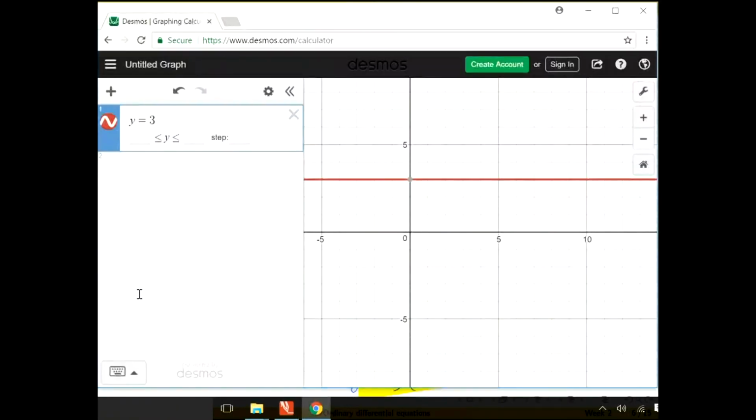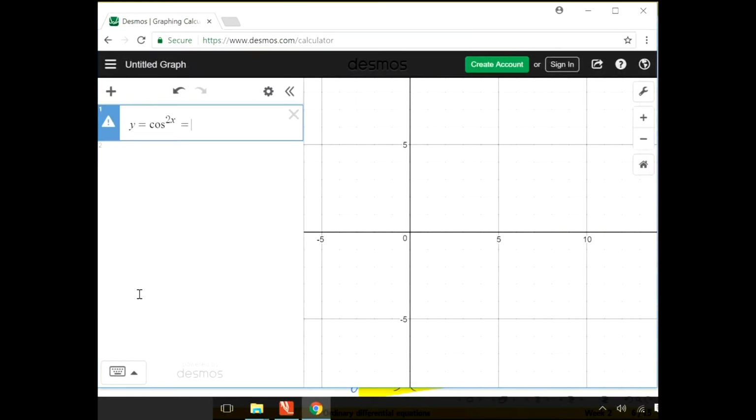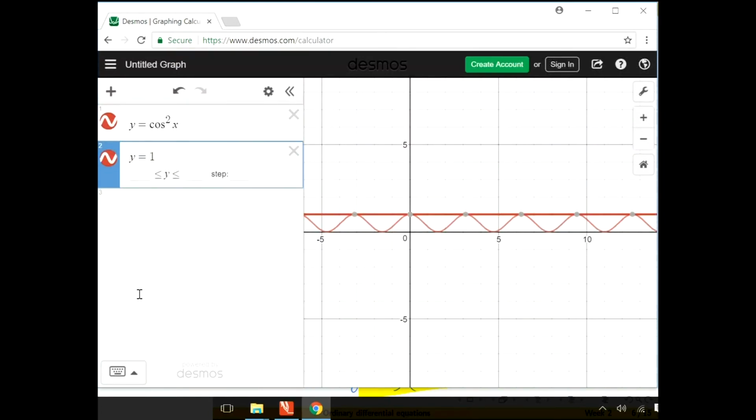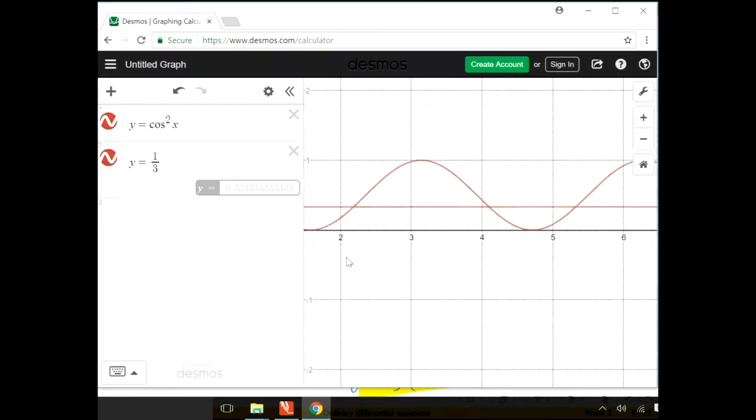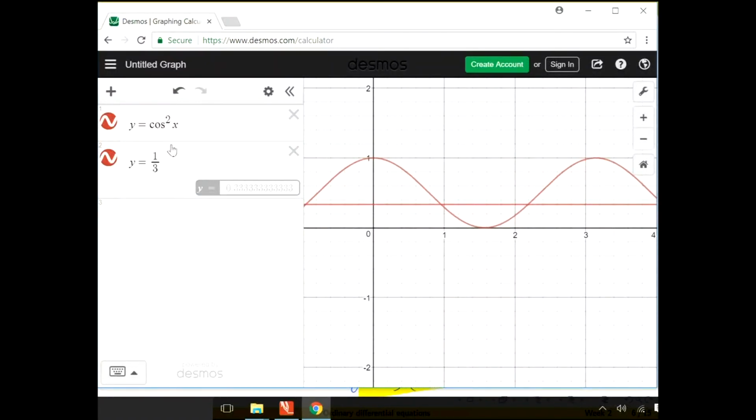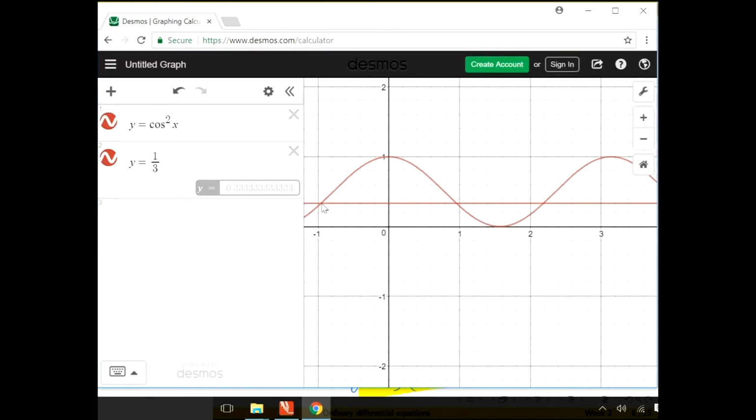So cosine square x, and here is the line y equals 1/3. And so cosine square x has to be less than 1/3. So which means that the domain of our solution cannot be, say, this interval from -1.205 or whatever to 0, because along this interval cosine square x is bigger than 1/3, right? And we need it to be less than 1/3.